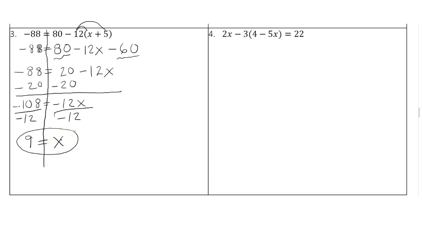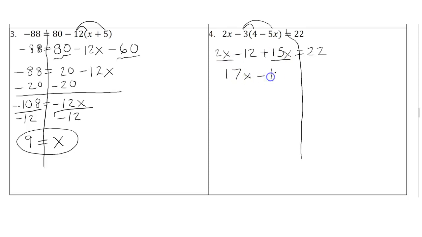Begin with distribution. Copy down the 2x. Now multiply negative 3 times 4 for negative 12. Negative 3 times negative 5x gives positive 15x. Copy down equals 22. The second step is to combine like terms. 2x and 15x are like terms. Add them together for 17x.